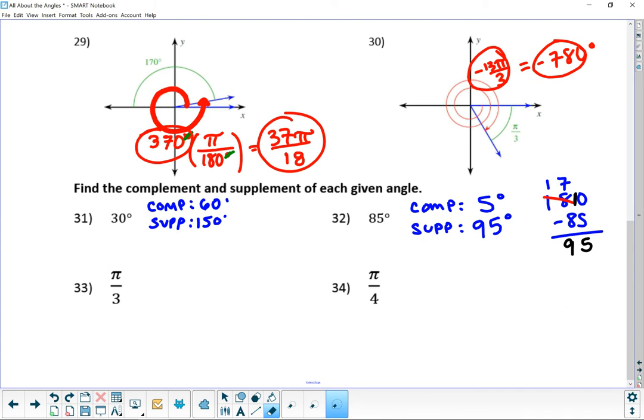Okay, these are a little harder. Same idea, but it's going to have to come out of the complement pi over 2 and the supplement pi, instead of the 90 and the 180. It's a little harder because it's not as easily recognized as degrees.